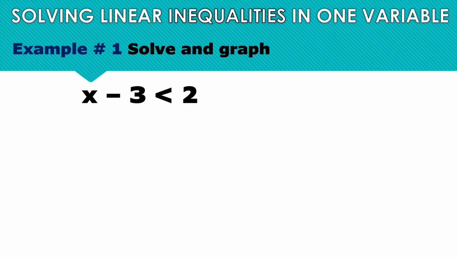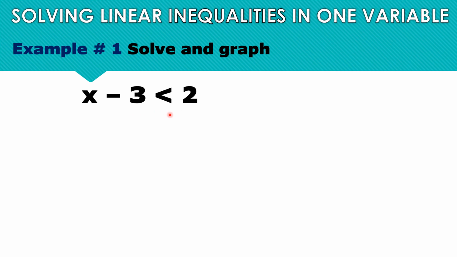Linear inequalities are solved similar to the method used in solving linear equations. The only difference is the inequality is reversed if you multiply or divide both sides of the inequality by a negative number. So let us have example number 1. Solve and graph x minus 3 is less than 2.